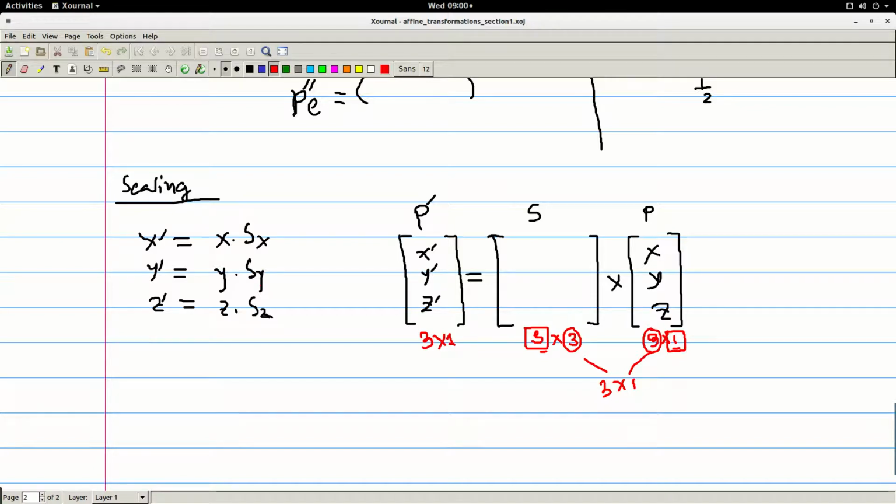And now we need to make sure that our formula is exactly the same thing we had for scaling, that x prime is equal to x into sx, y prime is equal to y into sy, and z prime is equal to z into sz. Okay. So whatever you do in terms of matrix multiplication, you need to make sure that this is the output. And that's the reason I ask you guys to look at matrix multiplication before you come to this class today.